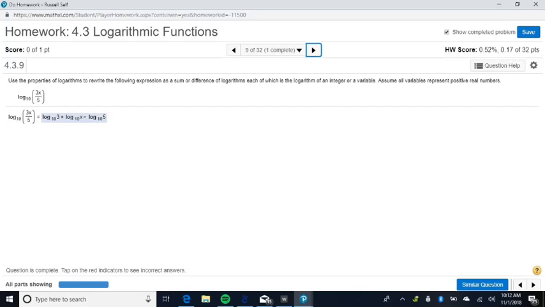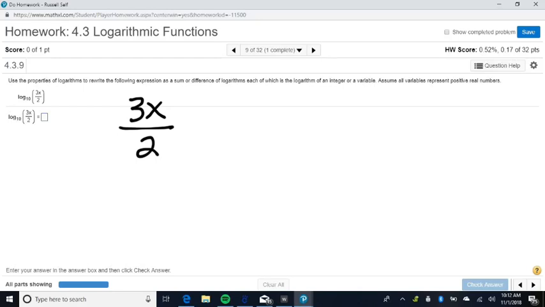All right, here's some of those properties where they're talking about the properties of logarithms. Remember that there are 3 properties. There's a product, a quotient, and the power. And if you look, this one has 2 different properties. So let's look at our argument, our quantity. It's 3x over 2, which is the same thing as 3 times x divided by 2. So we have a product and we have a quotient.